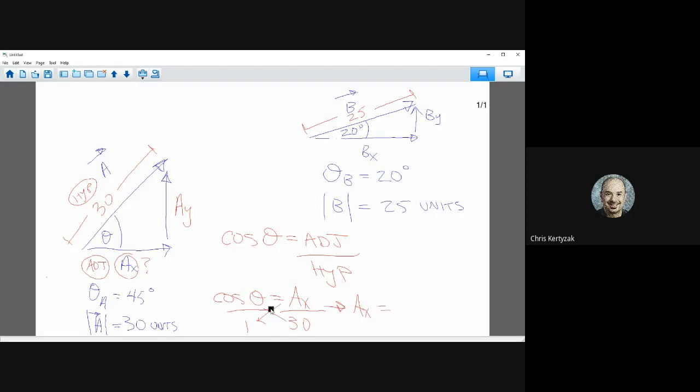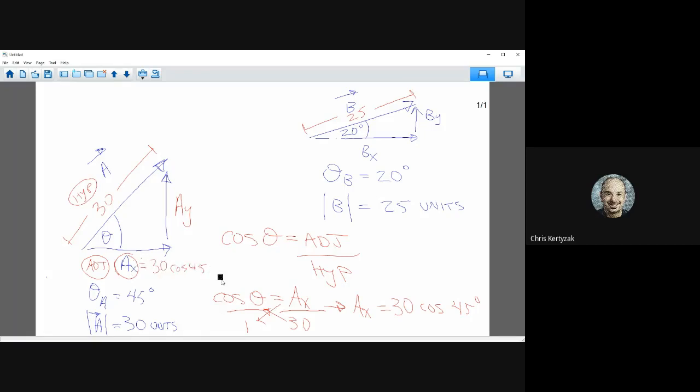And then 30 cos of the angle, theta, which I didn't draw in. What was the angle? It was a 45 degree. So I'm going to put 45 degrees here. So I know that the length of this one right here, AX, is 30 cos 45. So this length is 30 times the cosine of 45.